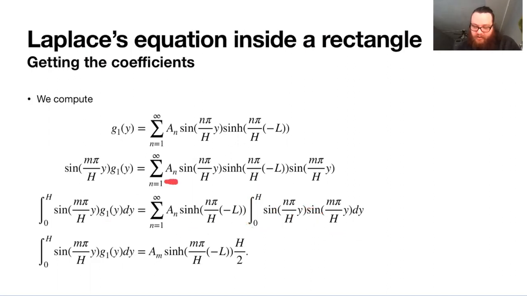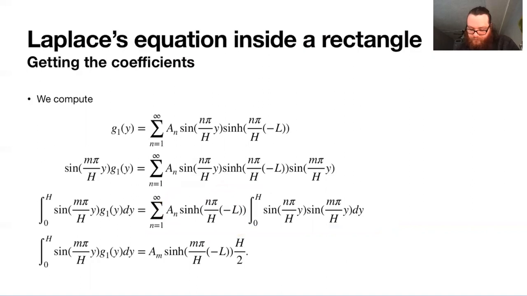A sub n and sinh of n pi over h minus L. These are constants with respect to y. So when we integrate with respect to y, we can pull these constants right out of the integral. Okay. So we're left with this.